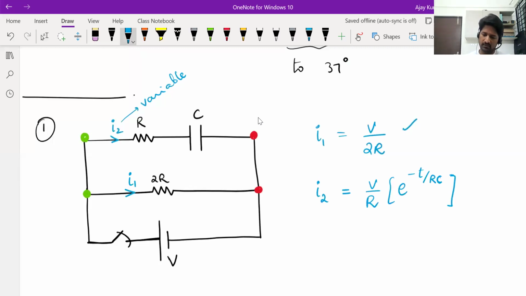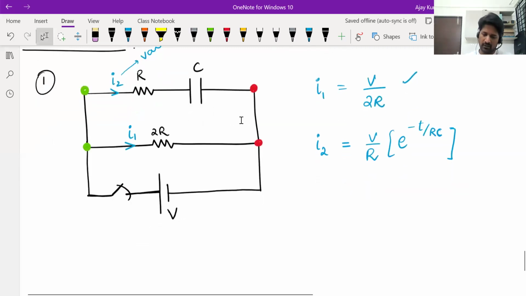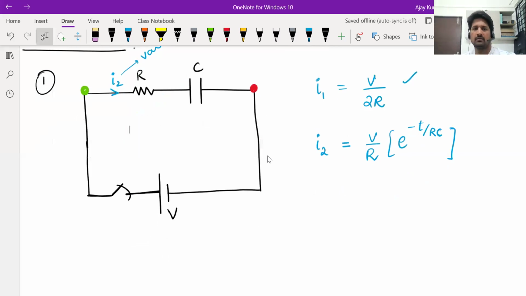Okay, it's like you can ignore this middle branch altogether. Same thing, no? What happens in that branch depends on what voltage you apply to that branch. The battery is what drives the charges there. Okay, so it's like the battery directly connected to R and C.